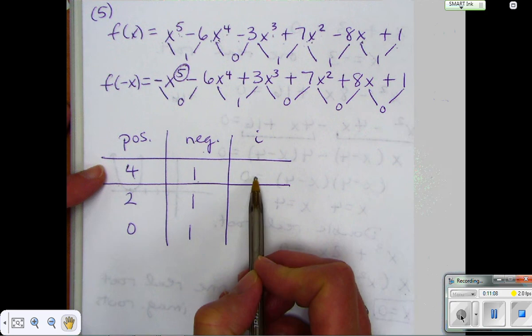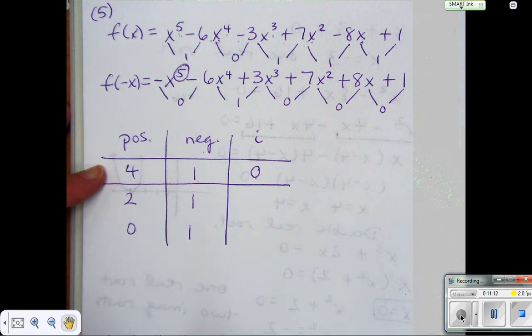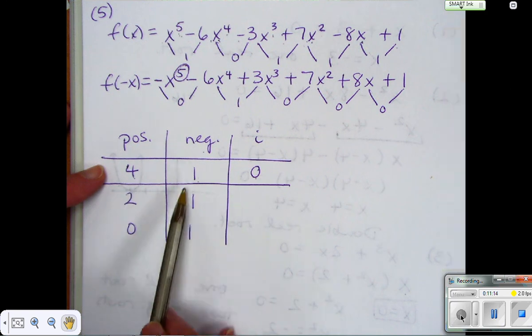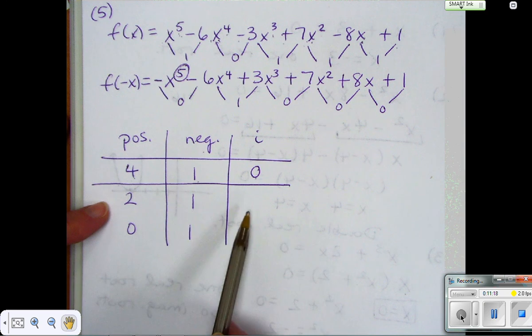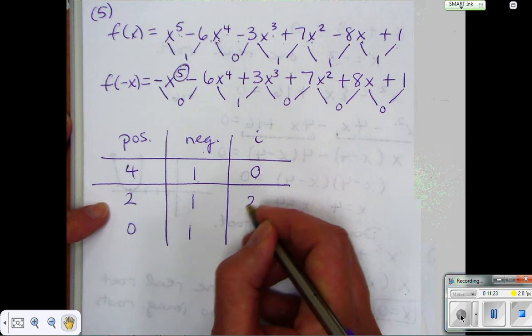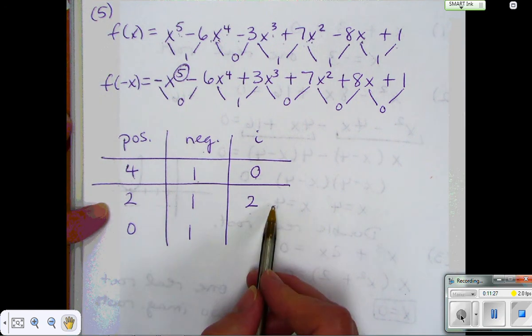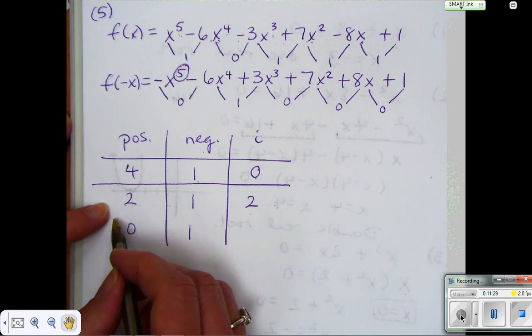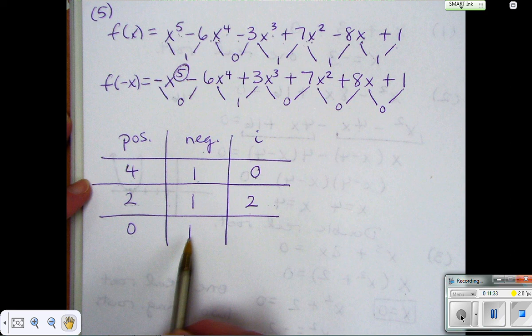If I had 2 positive and 1 negative, could I have any imaginary? I could have 2, that's right. And so if you add up the positive, negative, imaginary, that's going to total 5, which is your degree. If I have 0 positive and 1 negative, could I have any imaginary? 4. I could have 4, that's right. And so that's how you get the chart that you're going to be making on your assignment tomorrow.